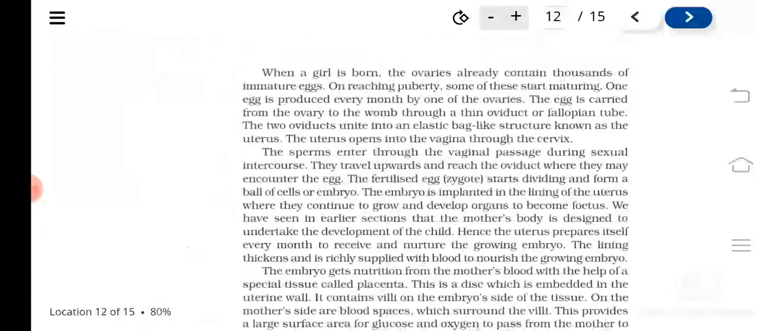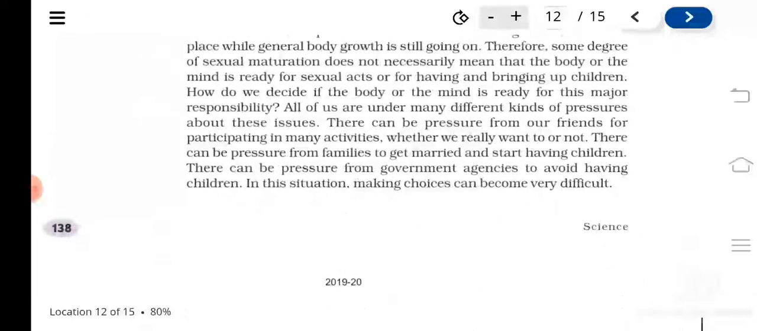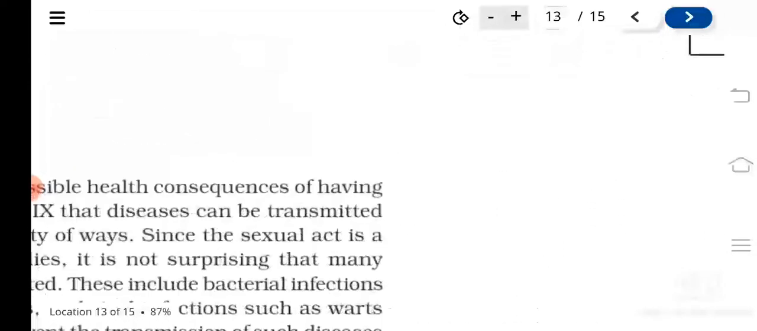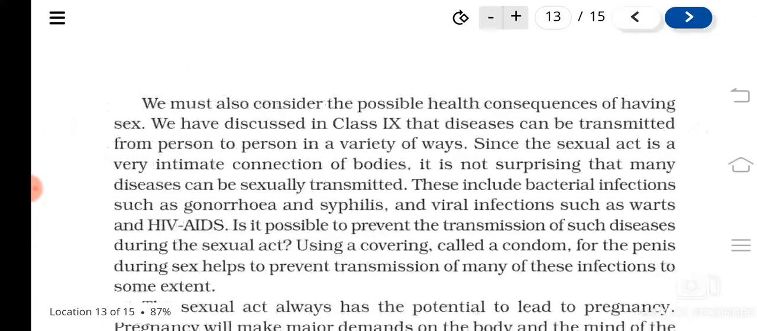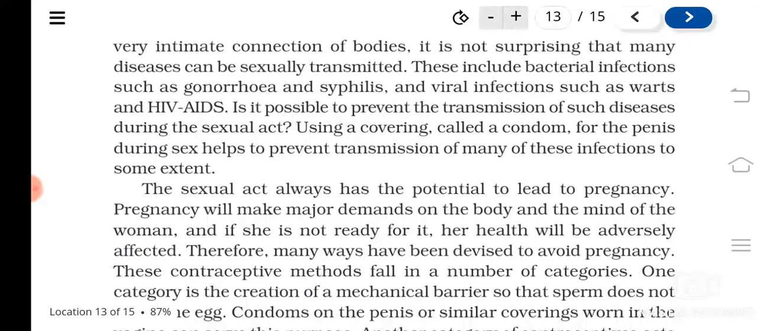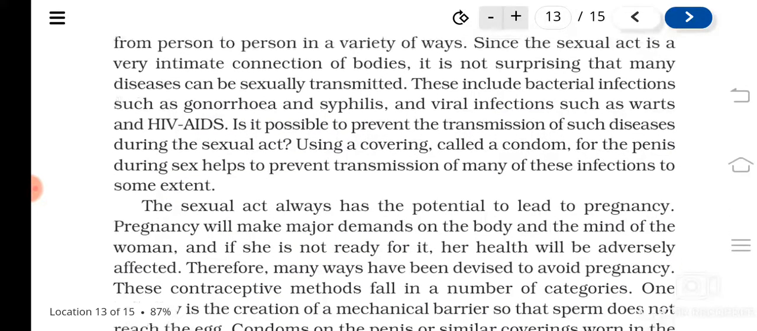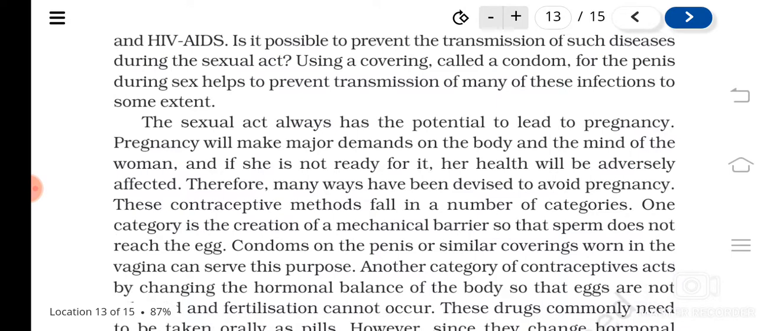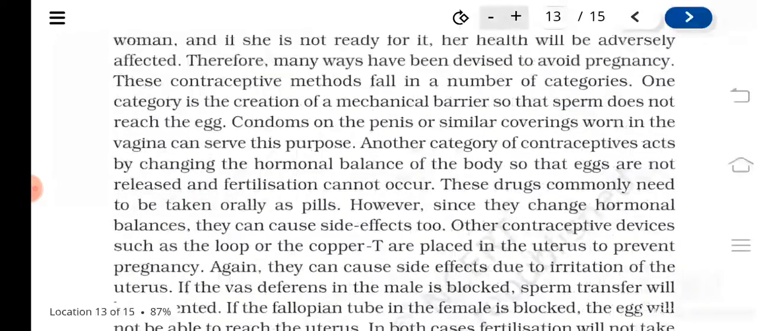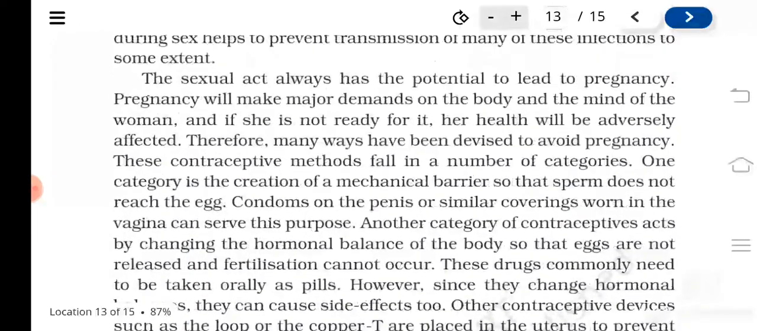How? By the transfusion of blood, or by sharing the syringes. Okay, then from mothers to baby, etc., also it can get transmitted. Then gonorrhea and syphilis are also examples of STDs caused by bacteria, and HIV or AIDS is a viral STD. Okay, then we have studied about the contraceptive methods, isn't it?